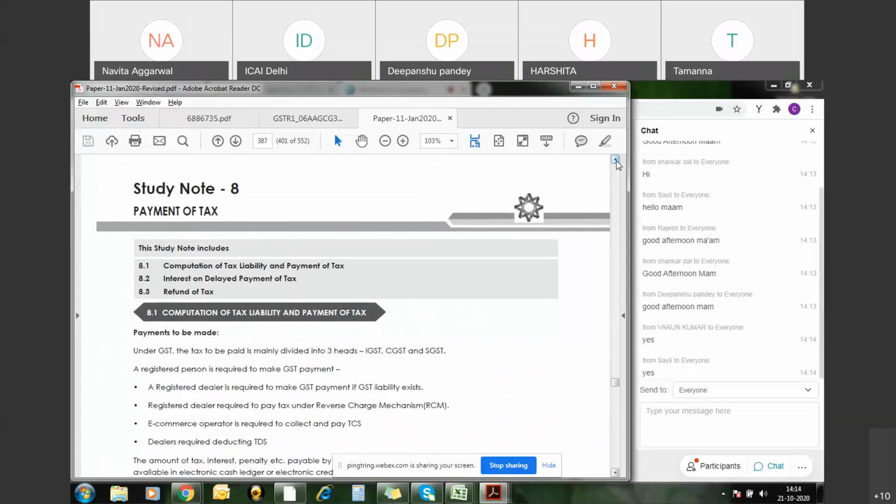In note number 8, today we will study how to compute the tax liability and payment of tax. If there is any liability, there are due dates defined by the government under the law by which the liability should be deposited; we are going to study that in detail. And if any excess amount has been deposited by the registered dealer, then there are provisions for refunds also under the GST law. Starting with how to compute the liability and how the tax is deposited through the GST portal, we will study in the first part of this note.